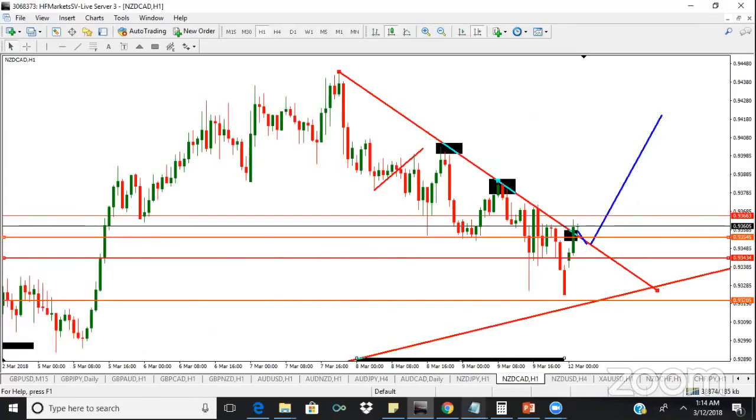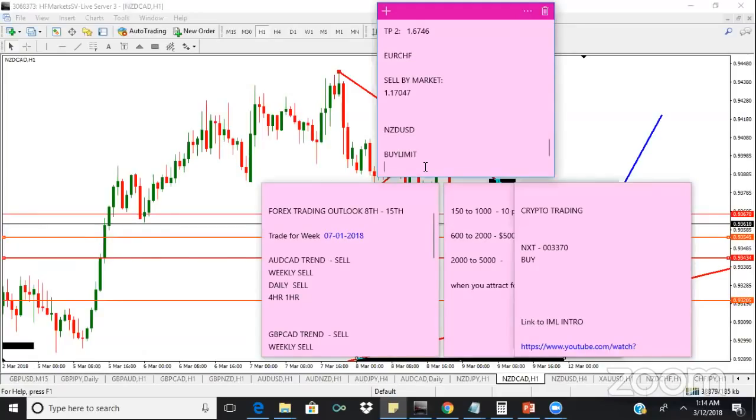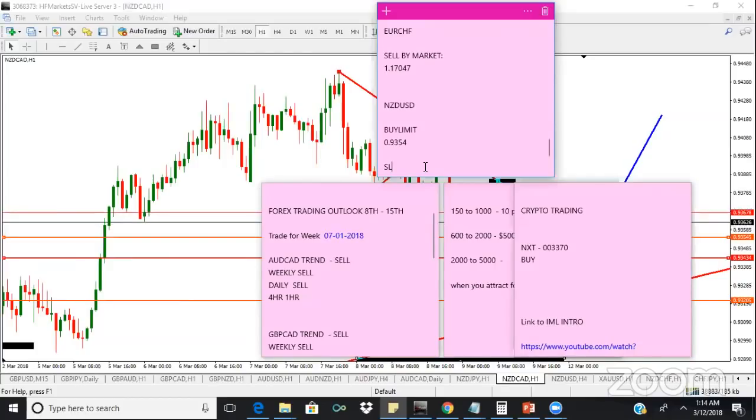NZD-USD. So you are looking at buy limits. You are buying at 0.9354. Stop loss 0.9343. TP1. My TP1 is automatically 4 pips.